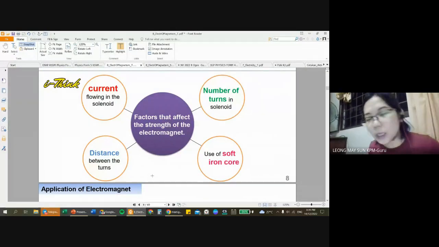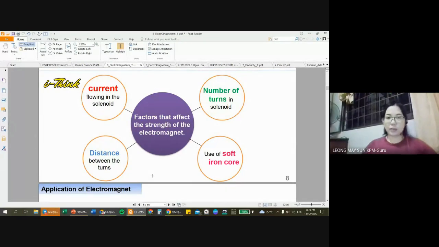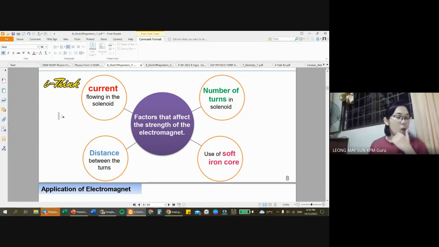So how are we going to increase the strength of the electromagnet? Number one, you increase the current flow. To increase the strength of the electromagnet, you have to increase the current flow in the solenoid. So please do take note of one thing. When we talk about electromagnet, we generally will focus on current flow.